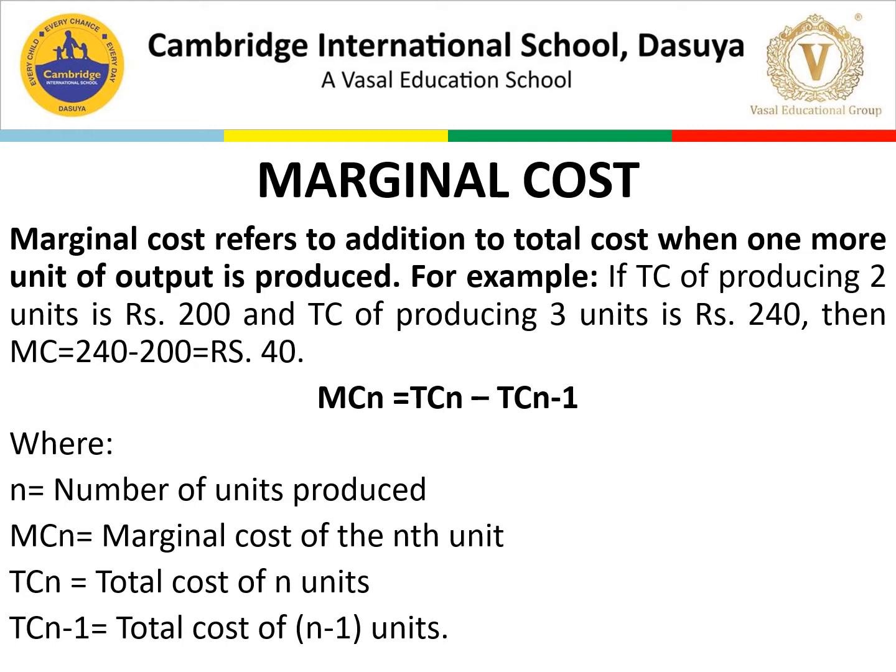It's very simple. Okay, so the formula for this is MCn equals TCn minus TCn minus 1, where n is the number of units produced, and TCn is the total cost for n units, and TCn minus 1 means the previous unit we have already produced. Like we have done 240 में से 200 minus किया, ठीक है? So that is TCn minus 1. ठीक है? So this is the formula. So n is the number of units produced, MCn is the marginal cost for the nth unit, TCn is the total cost of n units, then TCn minus 1 is the total cost of n minus 1 units.